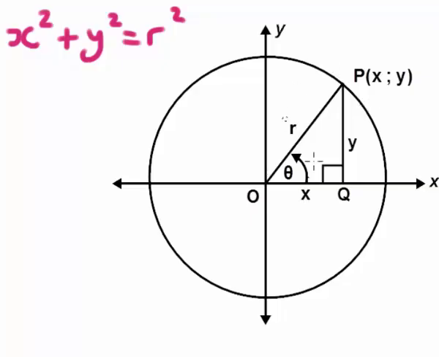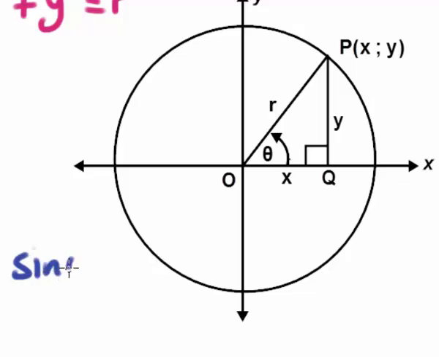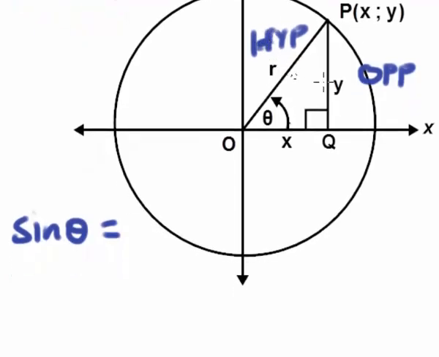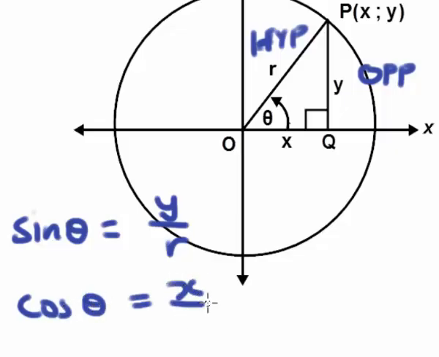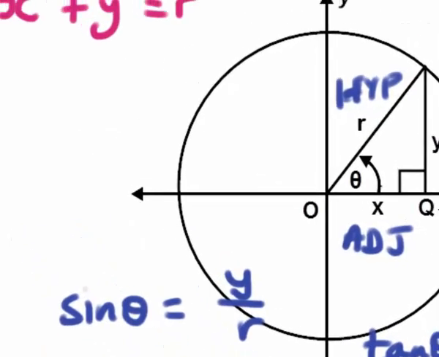But now people, what we now know, and I think this is so important, is that we've got new trigonometric ratios, and how it works, if you think about it, is the sine of theta is going to be opposite over hypotenuse, which is going to be y over r. The cos of theta is x over r because that's adjacent over hypotenuse, and the tan of theta is y over x, which is opposite over adjacent.